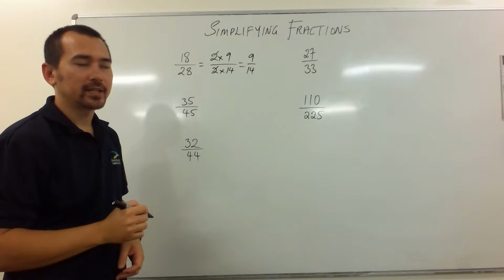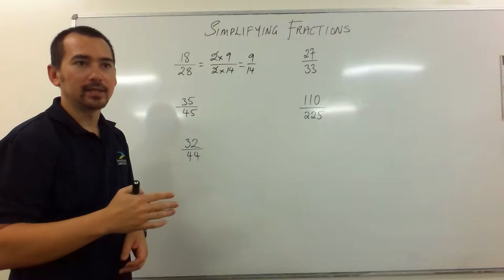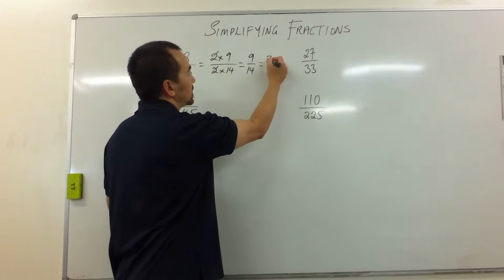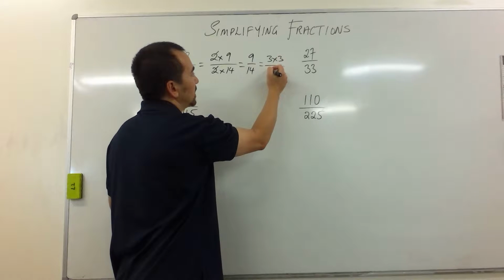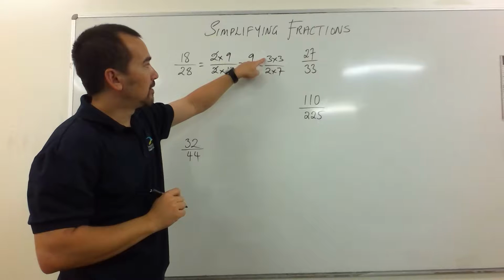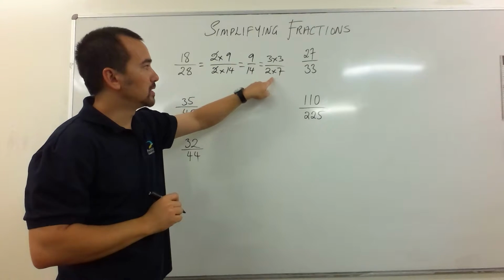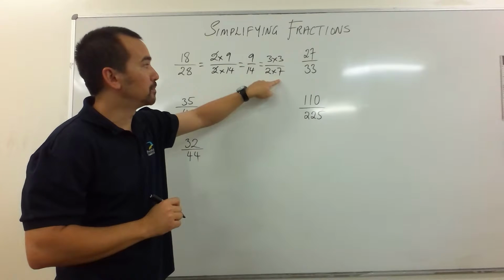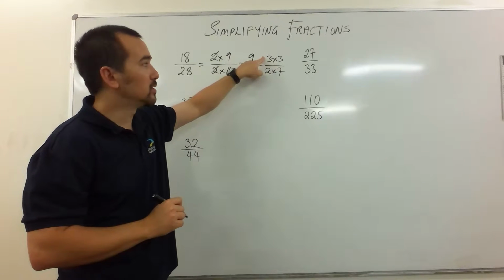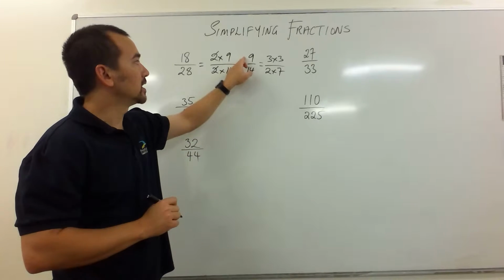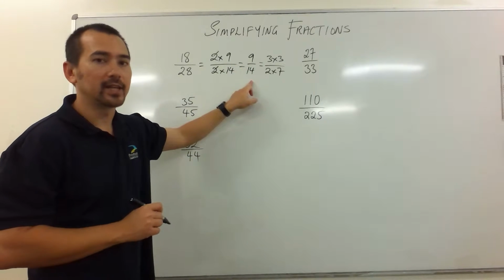And if you wanted to check to make sure that it can't be simplified any further, you might say that 9 is the same as 3 times 3, and 14 is the same as 2 times 7. I have 3's in the numerator, but I don't have 3's in the denominator. I have 2's and 7's in the denominator, but I don't have them in the numerator. So therefore, we cannot simplify this any further. The 9 over the 14 is our final answer.